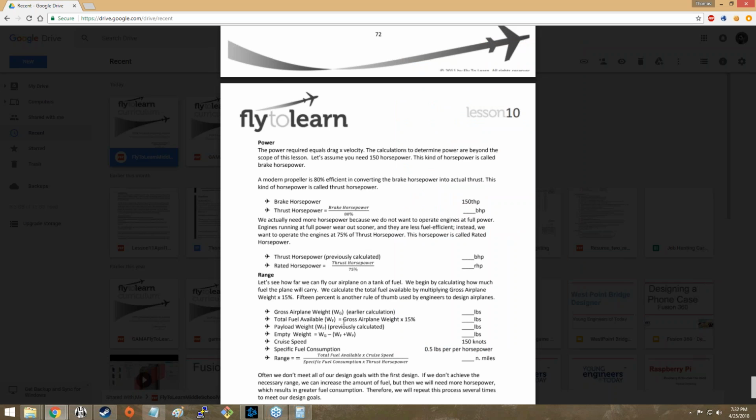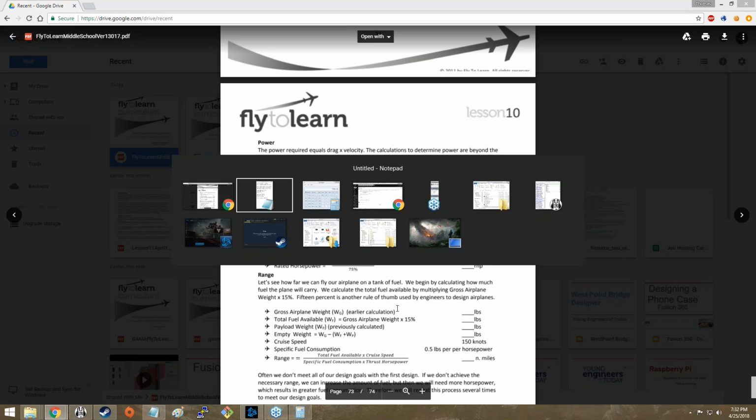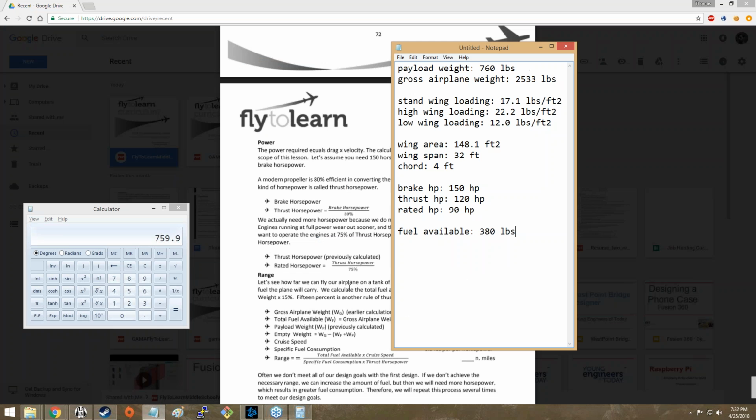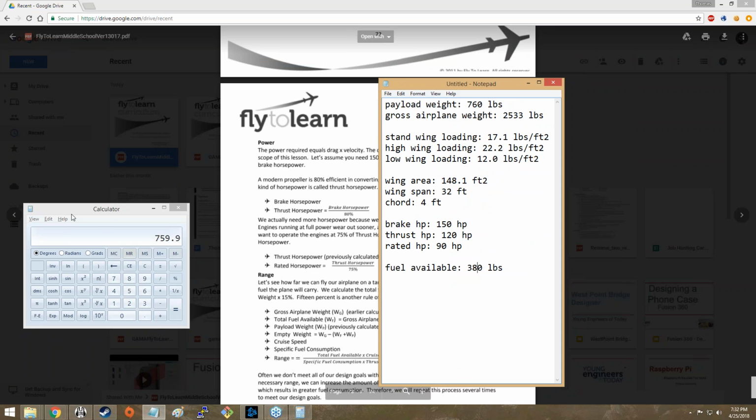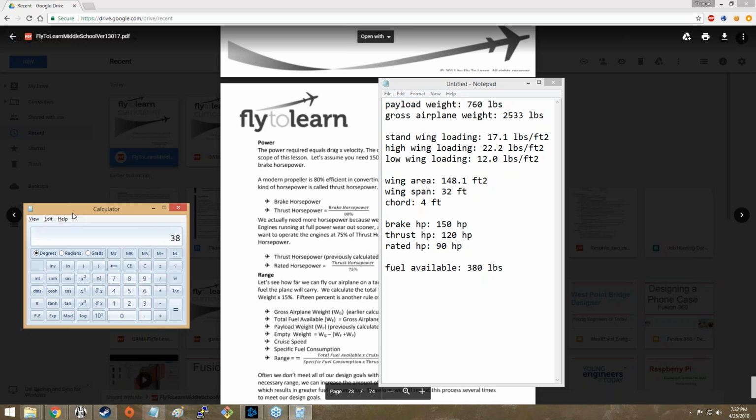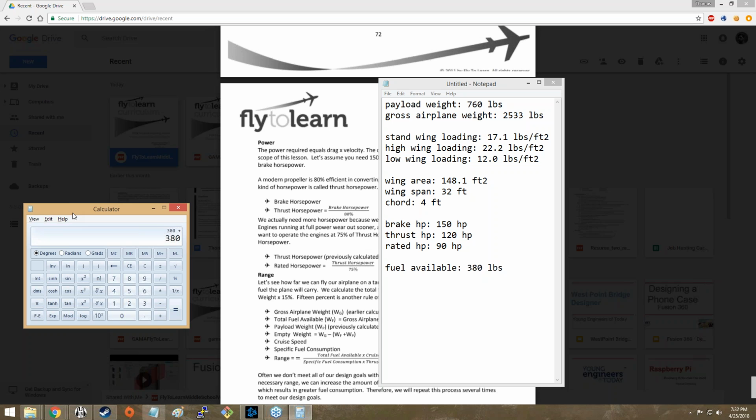All right, so empty weight. What we're going to do is we're going to add our fuel weight plus our payload weight, which gives us 1,140.